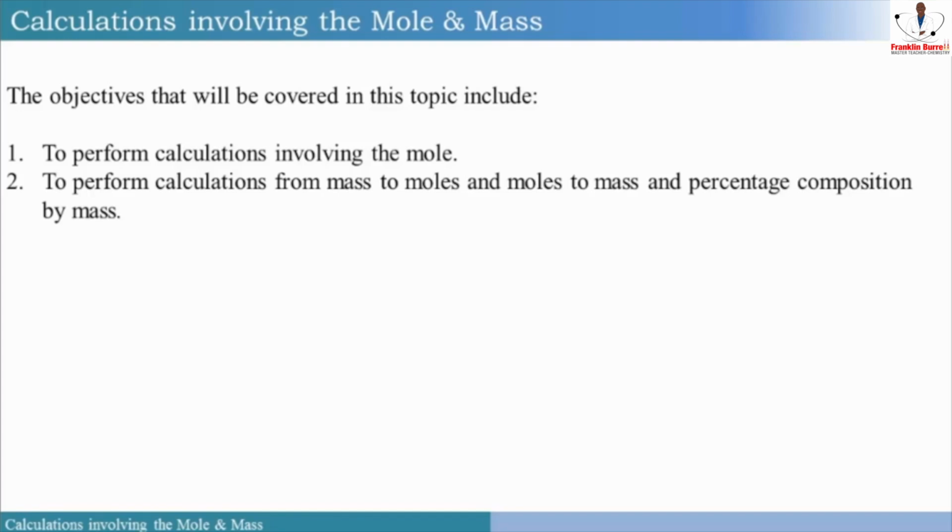Now, I know that the mole concept is a very difficult concept for most students to understand. So I am breaking up the concepts into small portions so that you can get a good grasp of the topic. Today, our objectives will include performing various calculations involving the mole. I will show you some formulas that we will use in our calculations, and we will perform calculations converting from mass to mole, from mole to mass, and calculations involving percentage composition by mass. Let us begin.